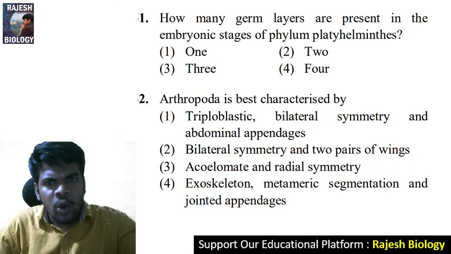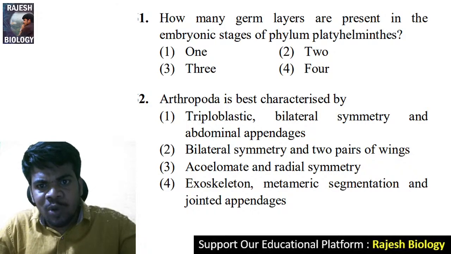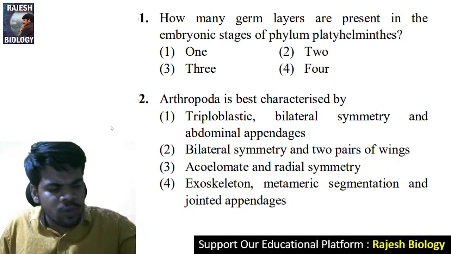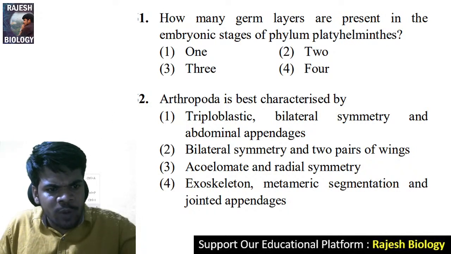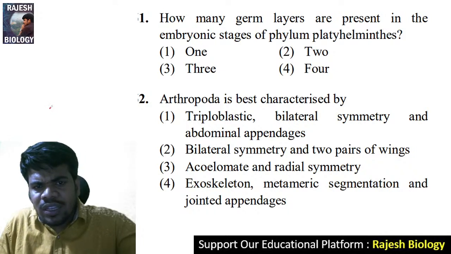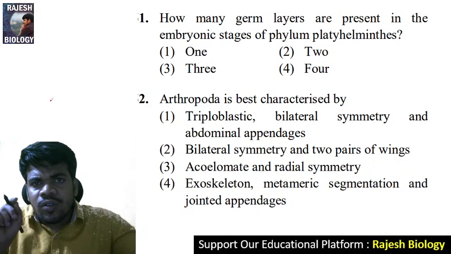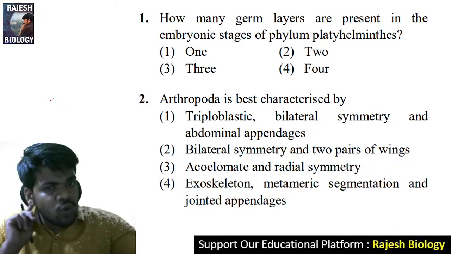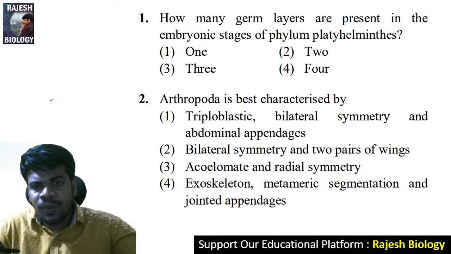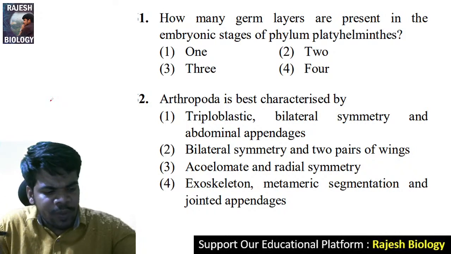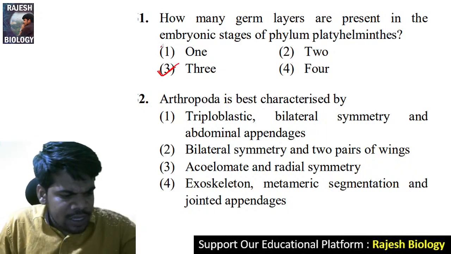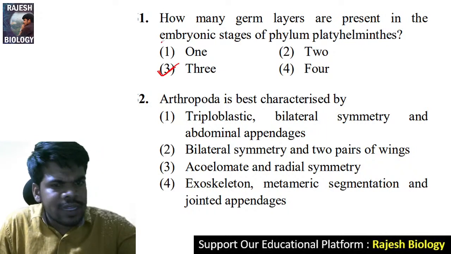First question. How many germ layers are present in the embryonic stages of phylum Platyhelminthes? Phylum Platyhelminthes means what? It is a diploblastic or triploblastic organism. Everybody knows there are only two phyla under diploblastic, that is Coelenterata and Ctenophora. From there, the remaining, from Platyhelminthes onward, all are triploblastic. So three germinal layers. Very good, Jnaneshwar and Praveen. Come to the second question.